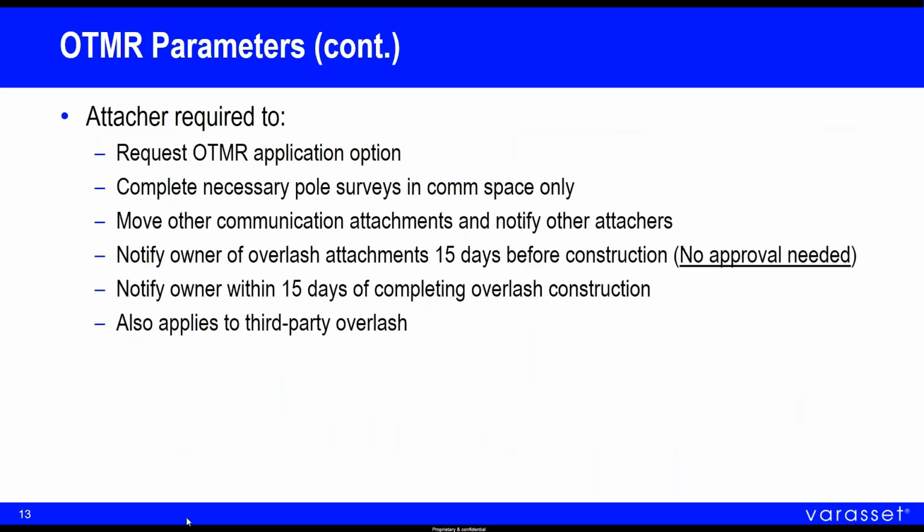A couple more parameters here on the attacher side. So of course they would be required to request the one-touch make ready application option. They do have an option there. They are mandated to complete the necessary pole surveys in the communication space only. They have the ability to, or can, move the other communication attachments, again, comm space only, and then they're required to notify the other attachers. Now, the interesting thing there is they are not required to notify through the pole owner. That can be completely independent, and potentially the pole owner is out of the loop on that.